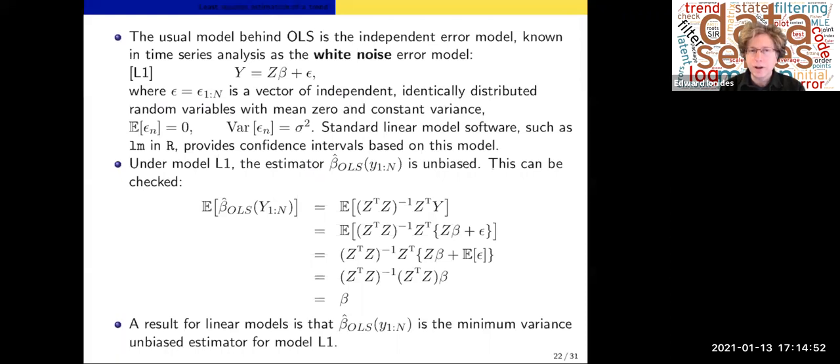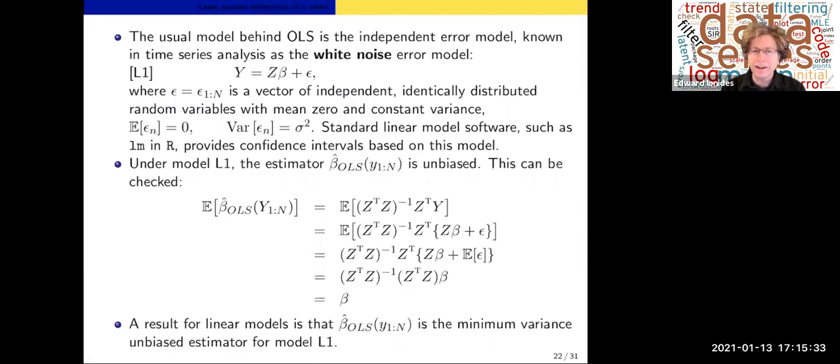Now, under this standard OLS white noise model, the estimate beta hat is unbiased. And let's just go through some algebra to check that. What does it mean to be unbiased? It means that its expected value under the model is the true parameter value. So let's calculate that. The expected value of beta hat OLS evaluated at the random variable y is, by definition, the expected value of z transpose z inverse z transpose y, and y is z beta plus epsilon.